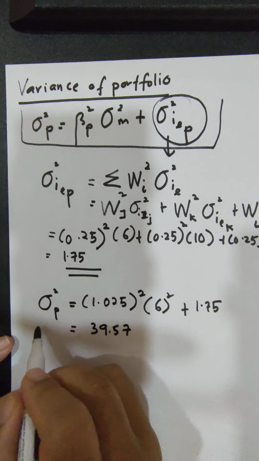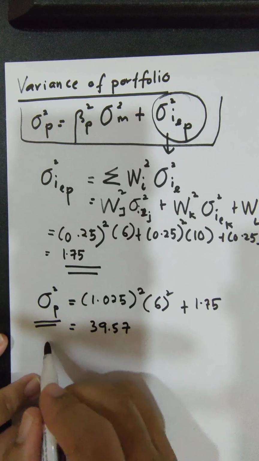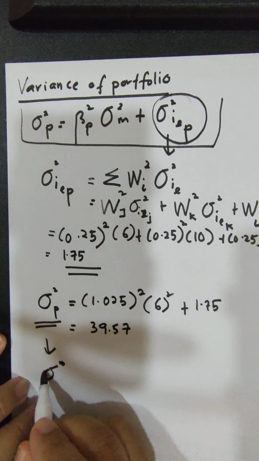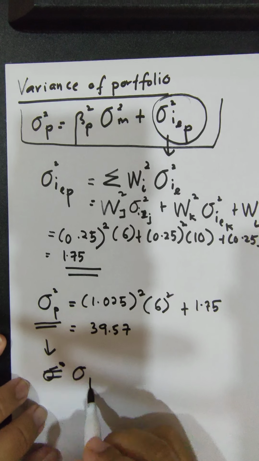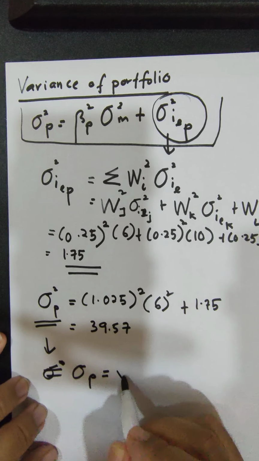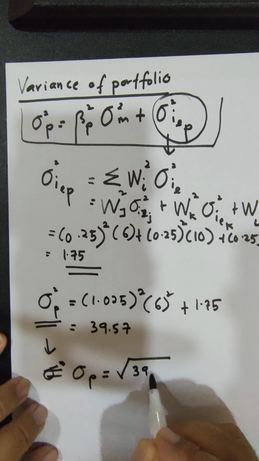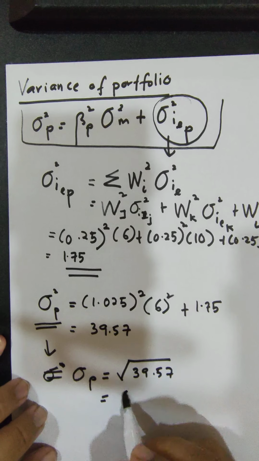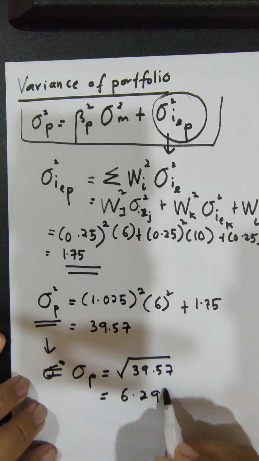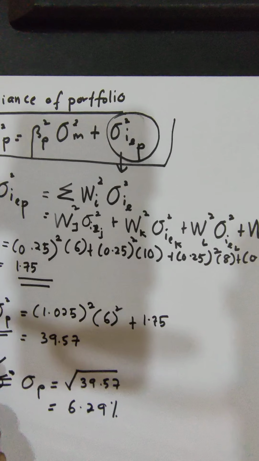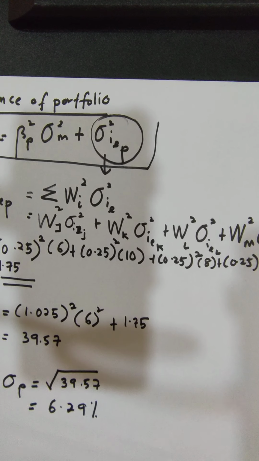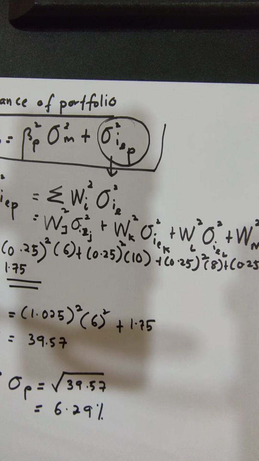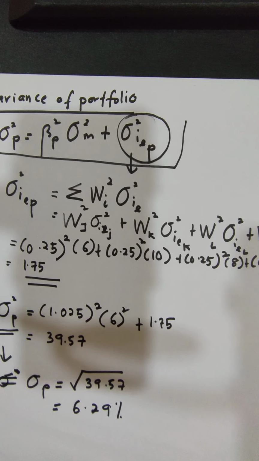However, this is a variance, therefore you need to calculate the standard deviation of portfolio. So taking the square root, you will get the final answer of 6.29%. So that's all on the calculations of risk and return based on the single index model.